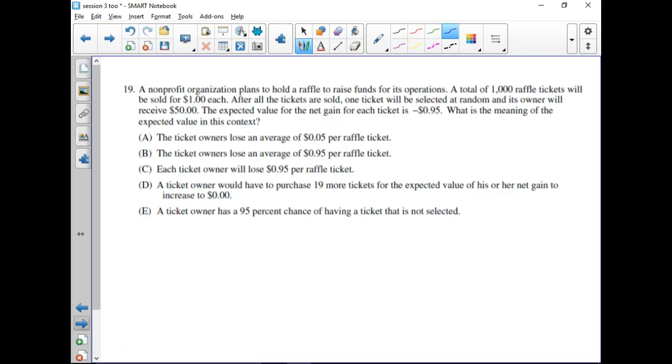A, the ticket owners lose on average 5 cents per raffle ticket. B, the owners lose an average of 95 cents per raffle ticket. C, each ticket owner will lose 95 cents per raffle ticket. D, a ticket owner would have to purchase 19 more tickets for the expected value of his or her net gain to increase to $0. E, a ticket owner has a 95% chance of having a ticket that is not selected. What do we think?